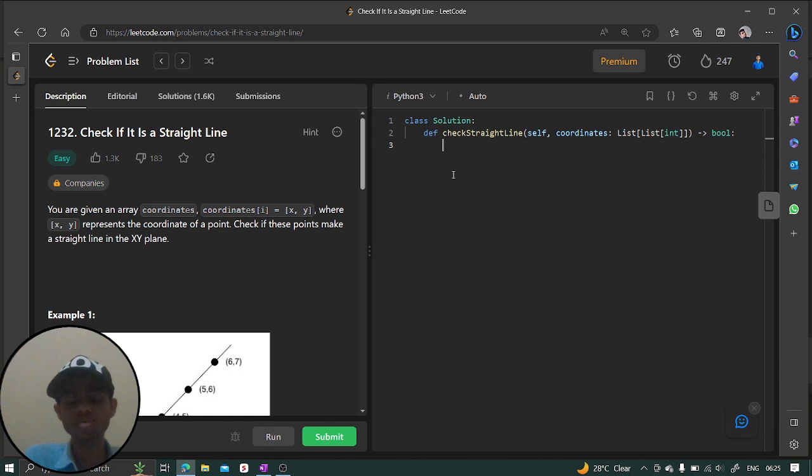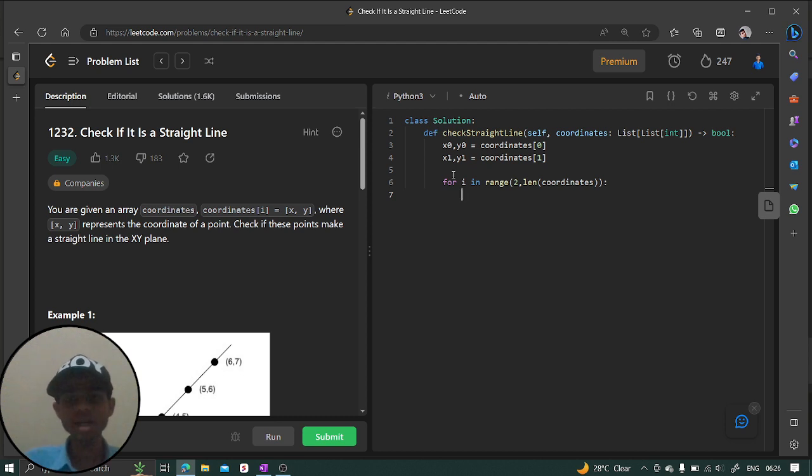First of all, I'm going to ignore the first two points, right? But I'm going to store them somewhere. So x0, y0 is going to be coordinate of 0, and x1, y1 is going to be coordinate of 1, right? Now once we have stored the first two points, we are going to traverse all the coordinates. So we say for i in range of 2 comma length of coordinates. So it's going to traverse every coordinate after the second coordinate.